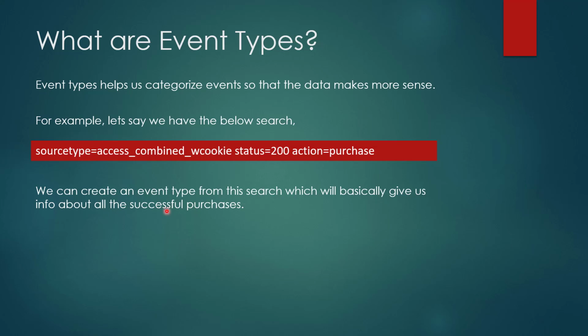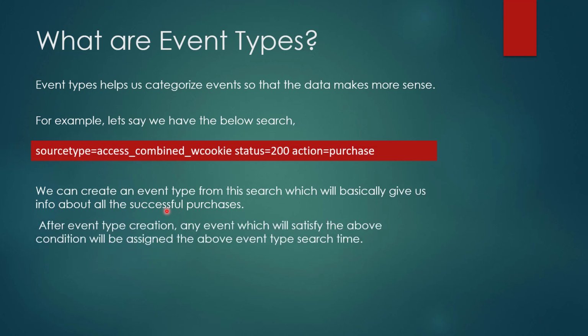Now, after you create that event type, whenever you run a search which returns an event satisfying these three conditions over here, those events will be automatically tagged as this particular event type, whatever we are creating in this step over here. Okay, so that's the basic idea about event types.